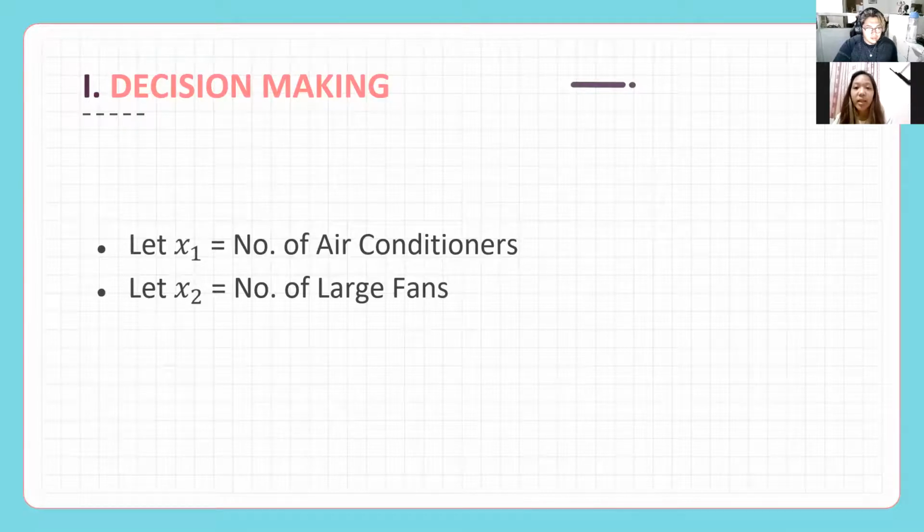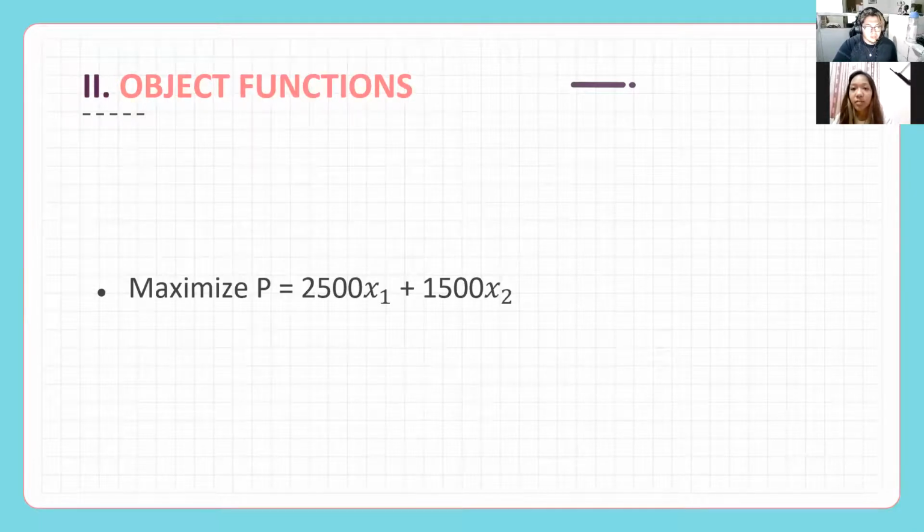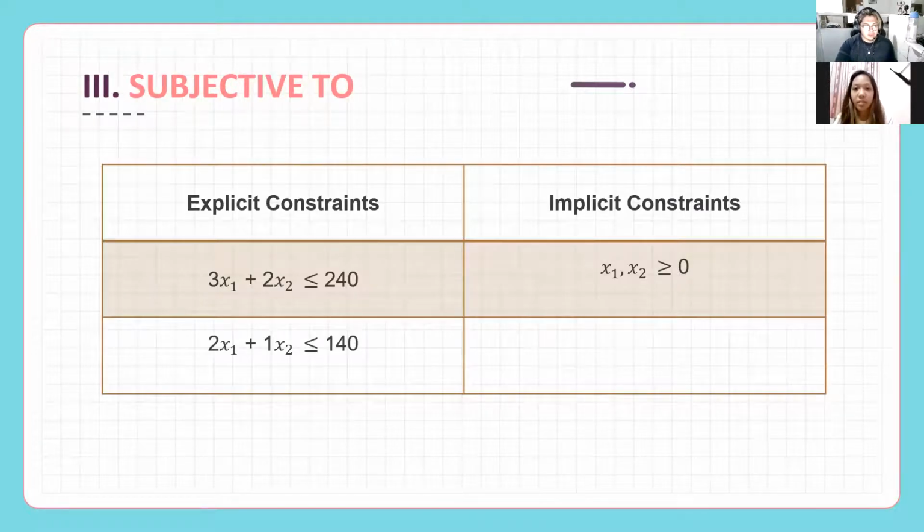For decision making, let x sub 1 equal the number of air conditioners and let x sub 2 equal the number of large fans. Objective function: maximize P equals 2500 x sub 1 plus 1500 x sub 2. For explicit constraints: 3x sub 1 plus 2x sub 2 less than or equal to 240, and 2x sub 1 plus 1x sub 2 less than or equal to 140. For implicit constraints: x sub 1 and x sub 2 greater than or equal to 0.